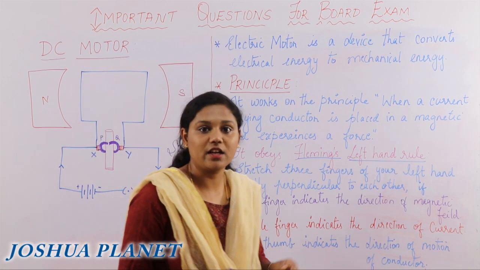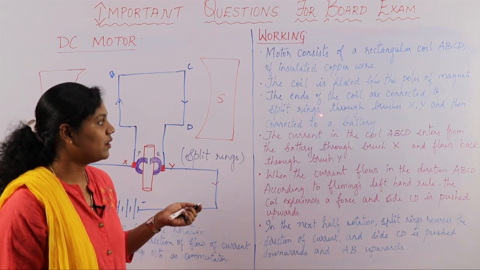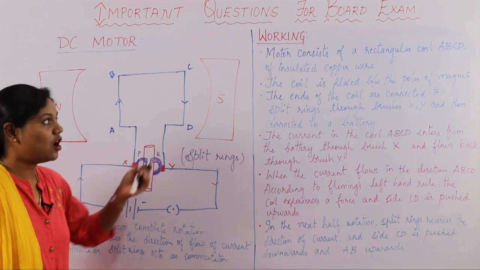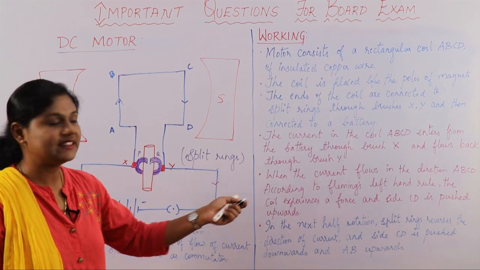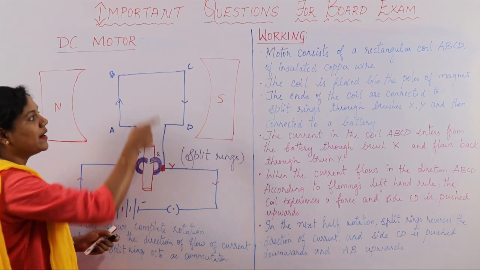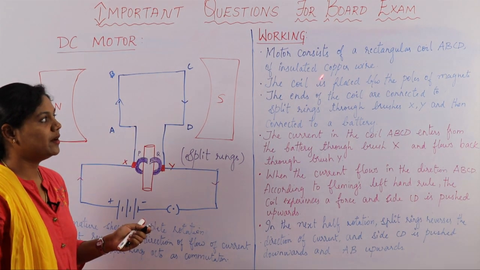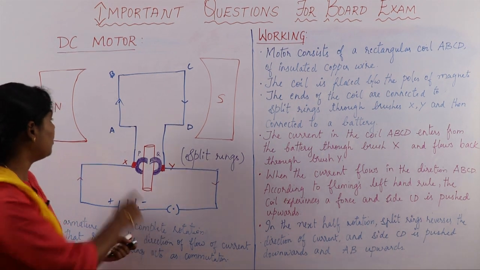Now we will see the working. You can see that the first 3 points I have tried to explain the diagram here. So how was the diagram made? A motor consists of a rectangular coil ABCD. This is coil ABCD. What is it made up of? It's made up of insulated copper wire. Clear? And the next point, the coil is placed between the poles of magnet.